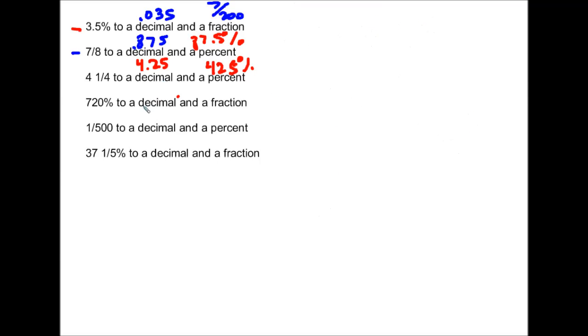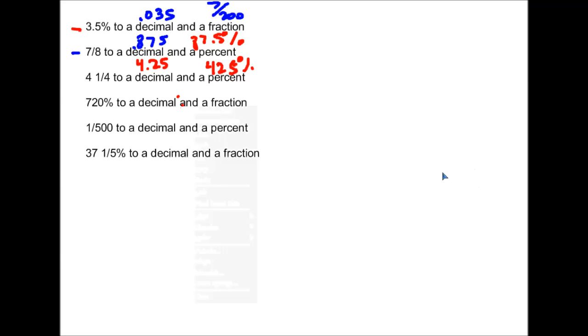Next one. 720% to a decimal and a fraction. So here's another one that is over 100%. So I'm probably going to get a whole number, or I'm definitely going to get a whole number from this. So for 720% to a decimal and a fraction, 720% is going to be 720 over 100.